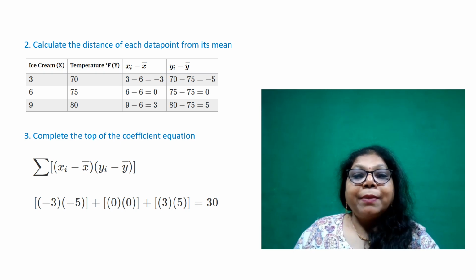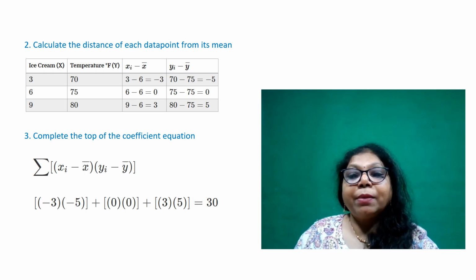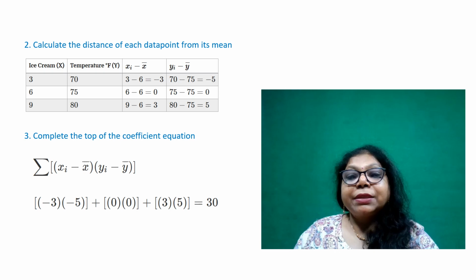Coming to the third step, we will complete the top of the coefficient equation. We have already done the xi minus x bar and yi minus y bar terms, so it is minus 3 into minus 5, plus 0 into 0, plus 3 into 5. So that comes to 30.